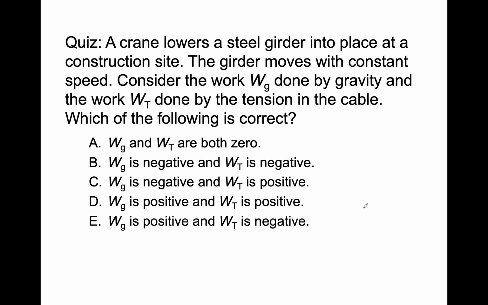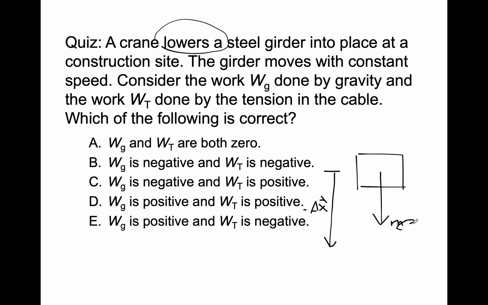Okay, so let's study this quiz together. We have a crane lowering something. The crane moves at a constant speed. And then what is the work done by gravity and the work done by the tension of the cable? It lowers, right? So displacement is pointing down. This is our displacement pointing down. This is gravity, mg, and this is tension pointing up.